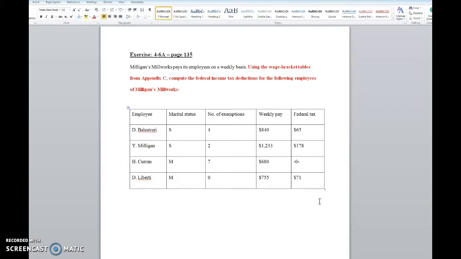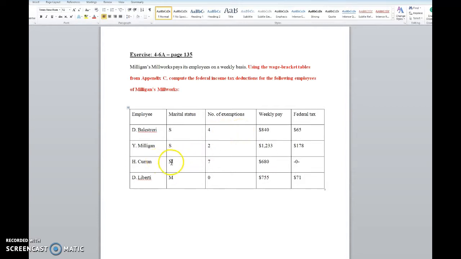So for the first employee, the marital status is single. They get paid weekly, and the number of exemptions is 4. His weekly pay is $840 with 4 exemptions. So his federal tax would be $65. The next employee is single, has 2 exemptions. Their weekly pay is $1,233, and his federal income tax would be $178.